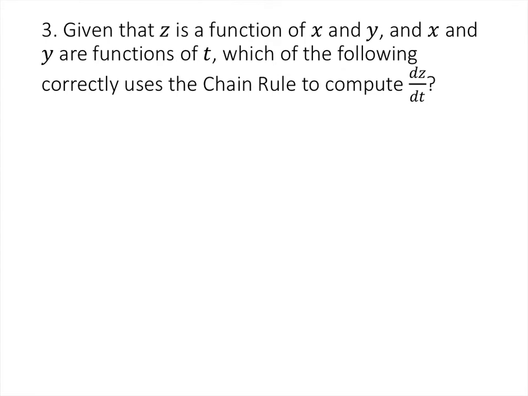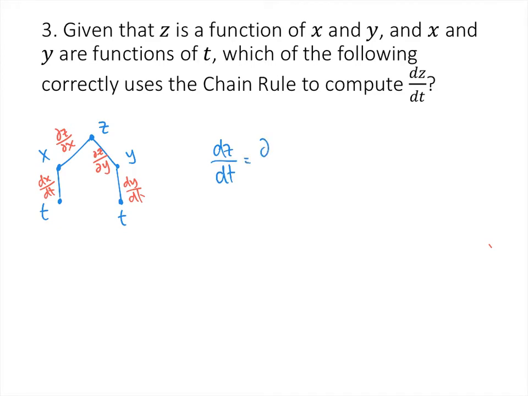Here we have that z is a function of x and y, which are functions of t, and we want to know how to use the chain rule to compute dz dt. So what we can do here is draw our tree diagram. Z is a function of x and y, which are functions of t, and that means that dz dt is going to be del z del x times dx dt plus del z del y times dy dt. So the expression we're looking for is dz dt equals del z del x times dx dt plus del z del y times dy dt.